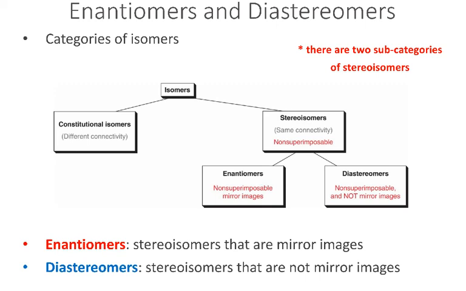But even within stereoisomers, we have two different categories. We have enantiomers that we've talked about mostly so far, where the two compounds are mirror images of each other. So they're not superimposable, but they are mirror images. Diastereomers, not only are they not superimposable, but they're also not even mirror images. And as I said, we encounter diastereomers when we have more than one chiral center.